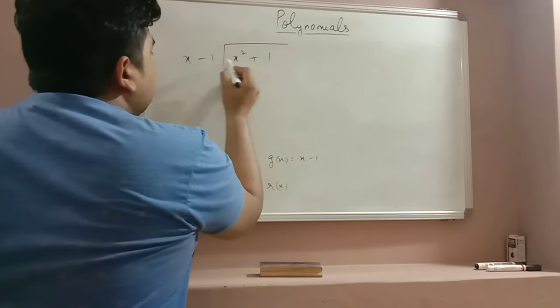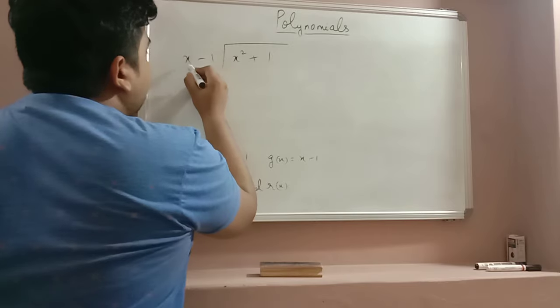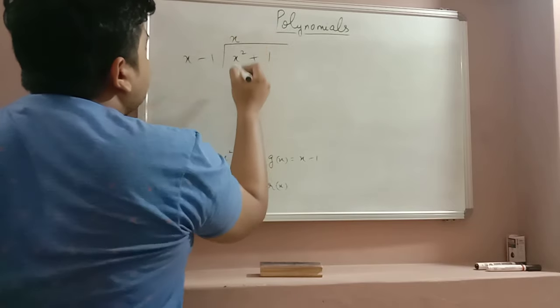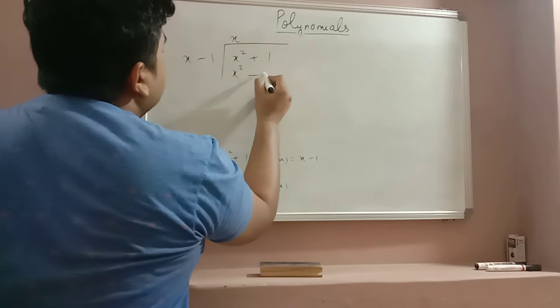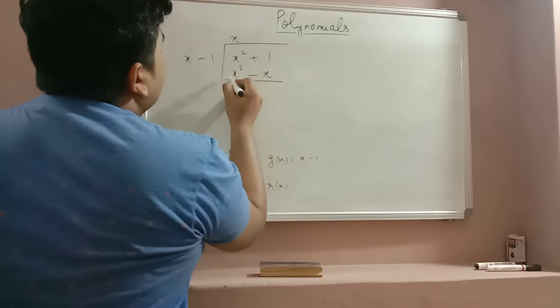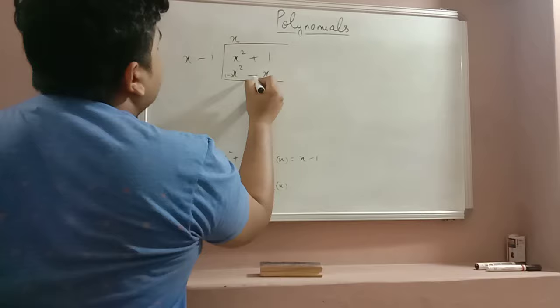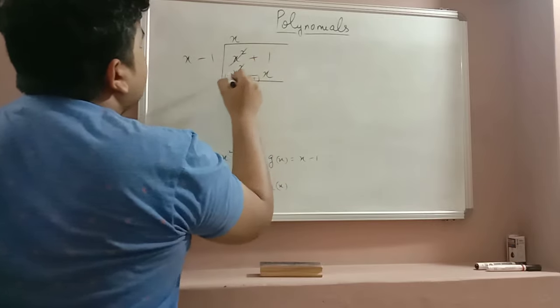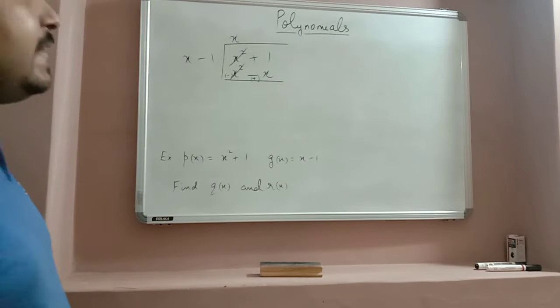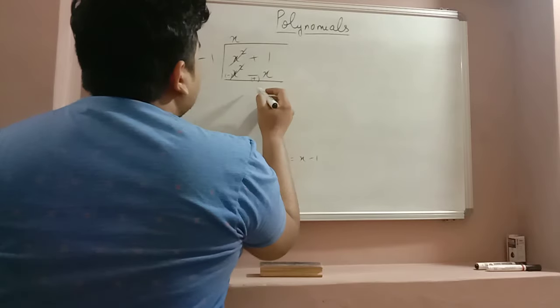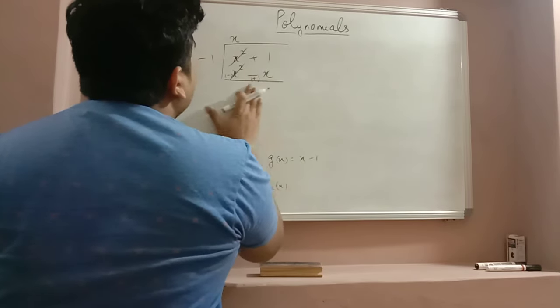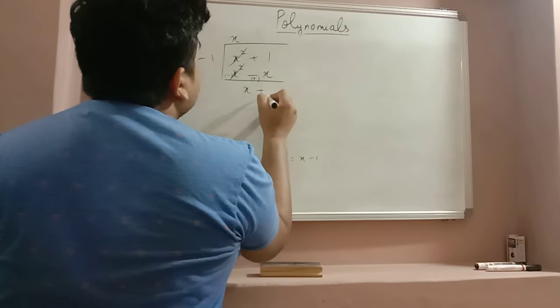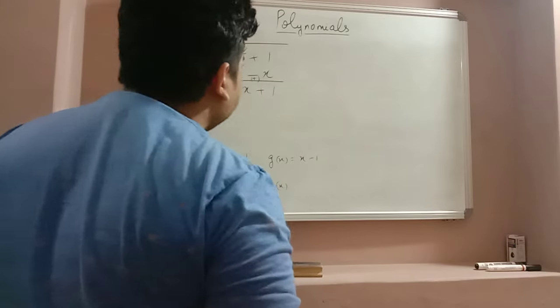Now first term is x square. In order to get x square from x, I need an x here. So this will turn out to be x square, x into x minus x. Now on subtraction, the signs will change. X square and x square get cancelled and we are left with 1 plus x, or more correctly x plus 1. We'll write it in descending orders of powers.